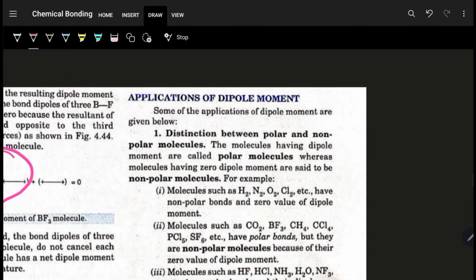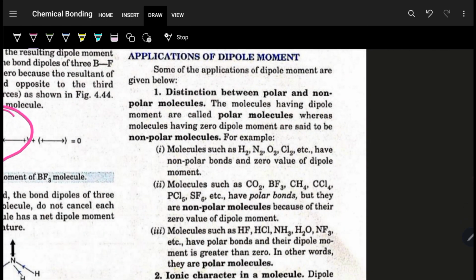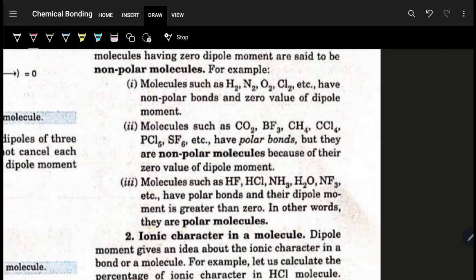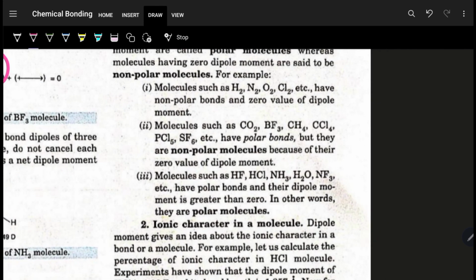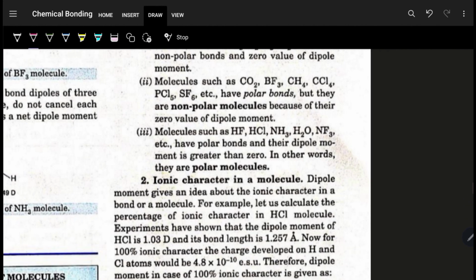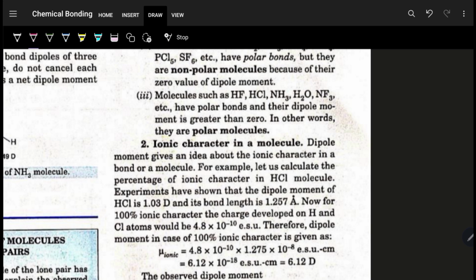So let us search for something extra, applications. Now here, distinction between a polar and a non-polar molecule. We can see that if there is a resultant dipole moment, then only we will say polar molecule, and if the resultant dipole moment does not remain, the dipole moment becomes zero, then it is a non-polar molecule. Polarity remaining means the dipole moment value is greater than zero, which means the molecule is polar in nature.